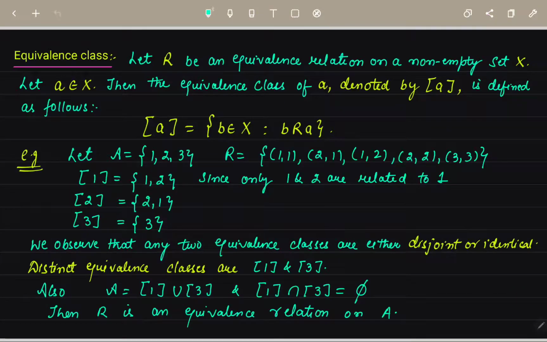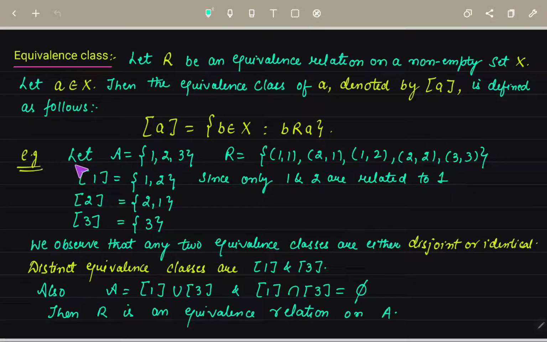So next is the equivalence class. So we say that let R be an equivalence relation on a non-empty set X, and let A belongs to X. Then the equivalence class of A is denoted by this square bracket and is defined as: equivalence class of A is equal to the element B in X such that B is related to A. So if we satisfy this relation, means this condition, then we get the equivalence class.